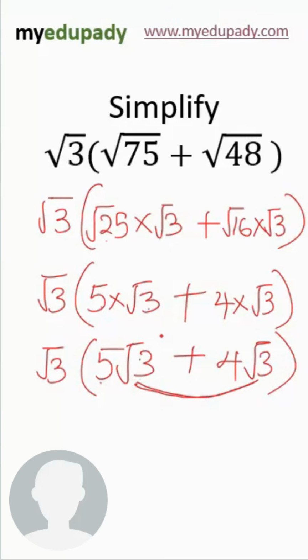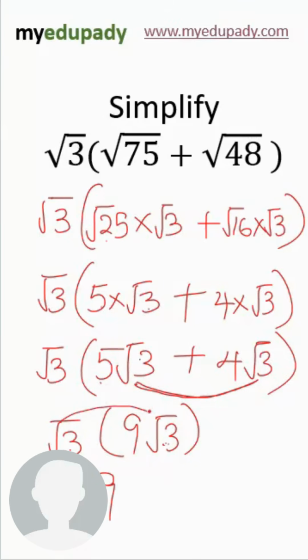It's more like saying we have 5a plus 4a. So 5 root 3 plus 4 root 3 is going to give me 9 root 3. So I'm left with root 3 times 9 root 3. Now, going back to the principle I said earlier, I can say this is 9, then I use my root 3 to multiply the root 3 inside the bracket. So root 3 times root 3 now becomes root 9. So this is 9 root 9.